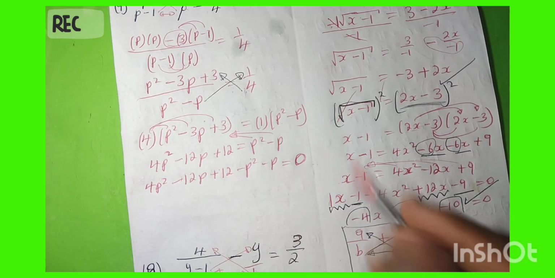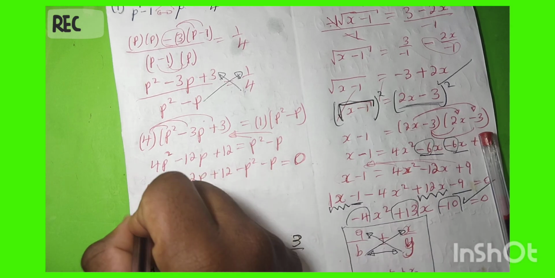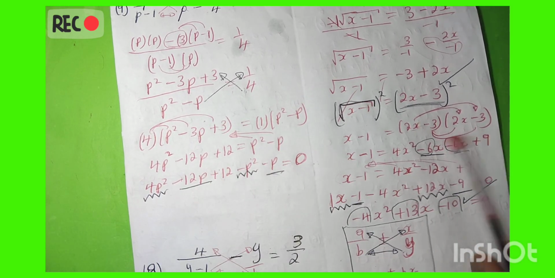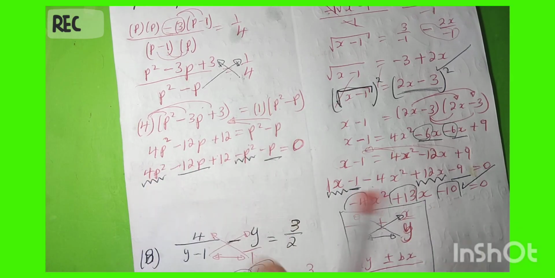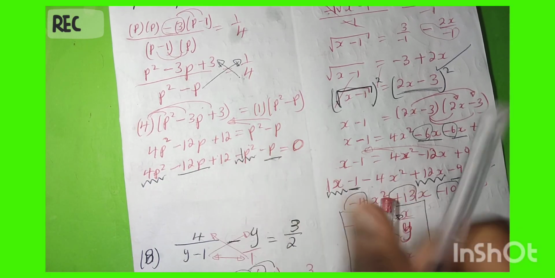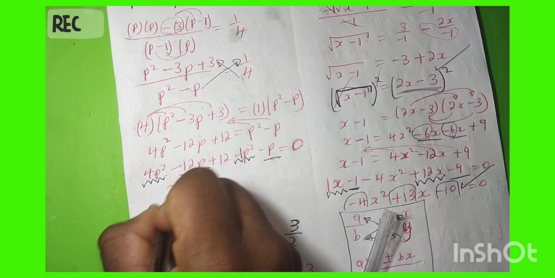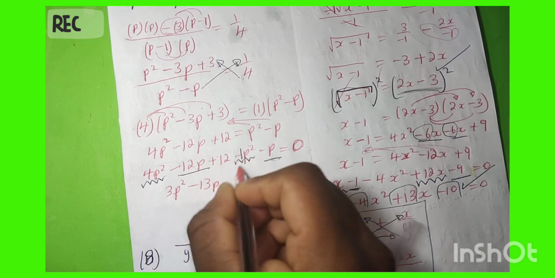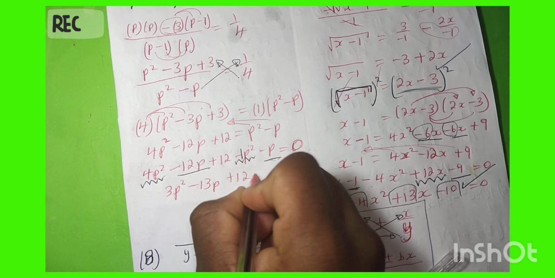Do you see? And now you got some like terms. This is a like term together. This is a like term together. If you press this with a calculator, don't forget that we have an invisible 1. This and that, they will give you 3P2. This and that, they will give you 13P. This thing doesn't have a like term.